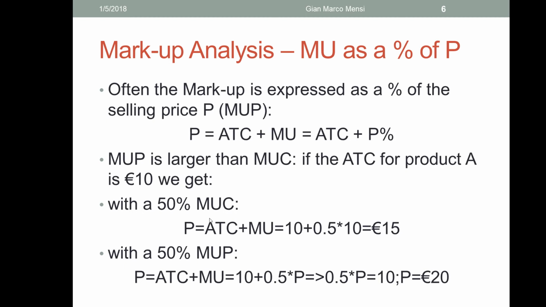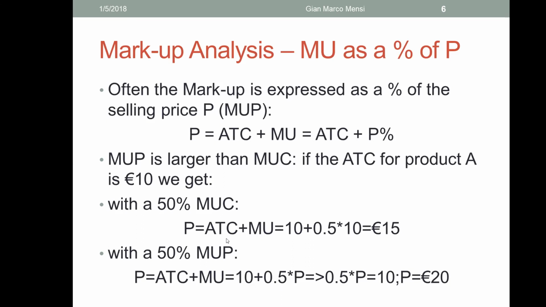Imagine that you are selling your products with 50% markup on the average total cost, okay, which is 10. So you have 10 euros plus half of 10, the margin is half of your costs. So 10 plus 5 is equal to 15. This is your selling price.